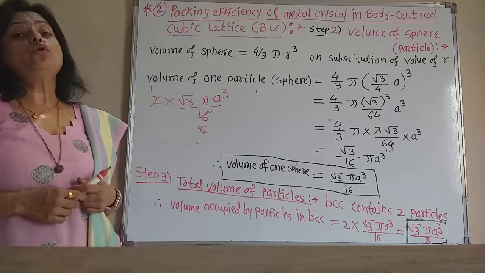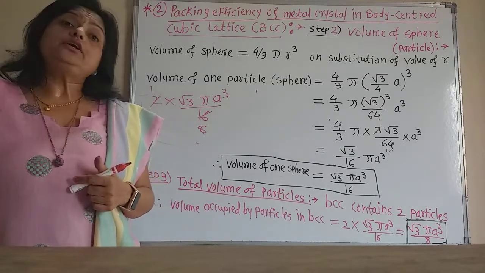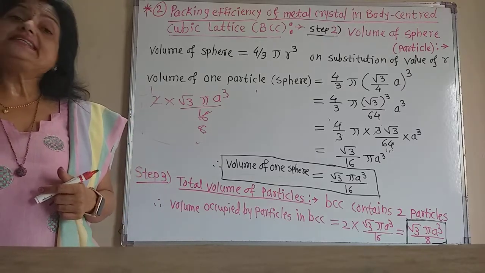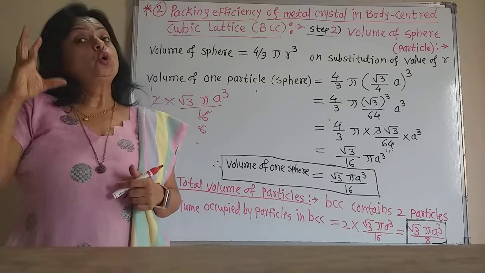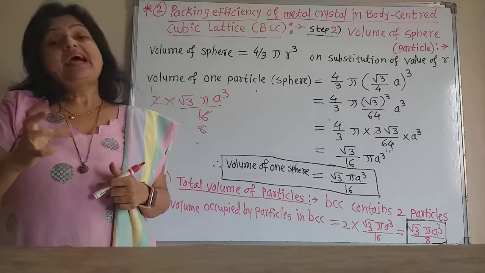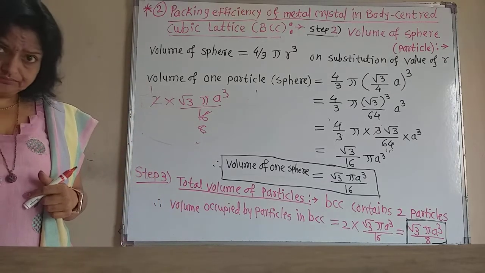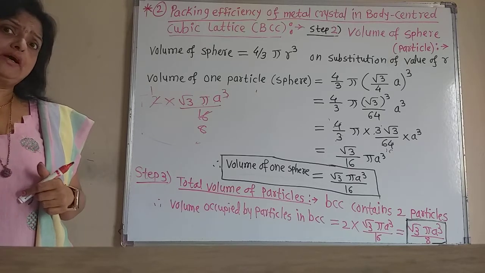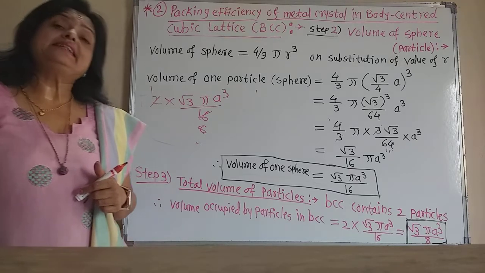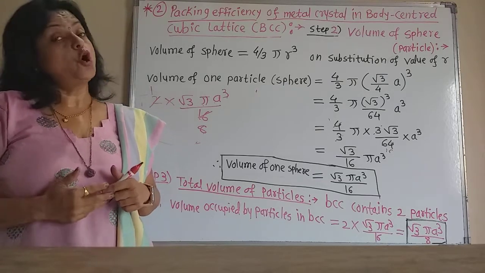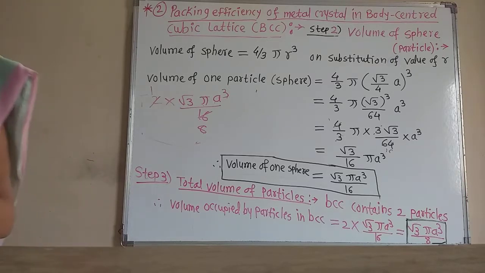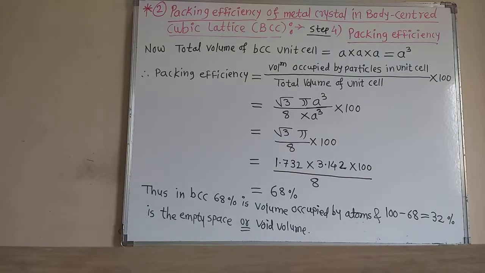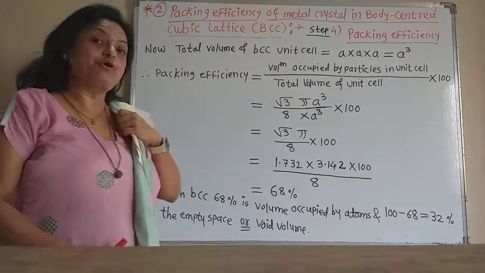Now we know the volume of the total unit cell, that is the BCC, and that is length into breadth into height, and all are a, so a cube is the volume of the total BCC unit cell. And then when we divide the volume of the particles by the volume of the total unit cell and multiply by 100, that is the packing efficiency of BCC. Let us calculate now the packing efficiency of the BCC.